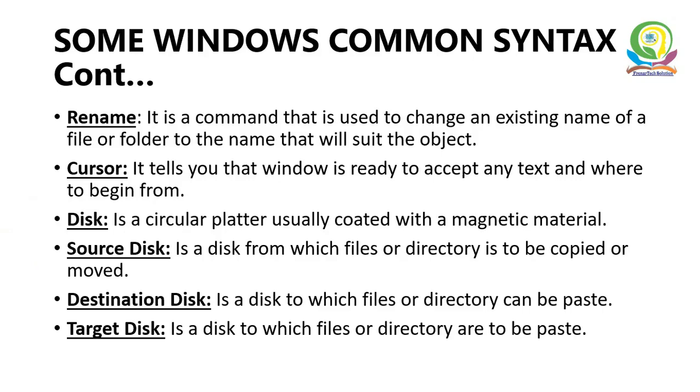Then source disk is a disk from which files or directories are to be copied or moved. So the source where you are taking the information from becomes the source. Destination is the disk to which files or directories can be pasted. Where you are sending that information to paste is what we call the destination. It is also similar to the target. Target is a disk to which files or directories are to be pasted. What you are sending it to is what we call the target disk.